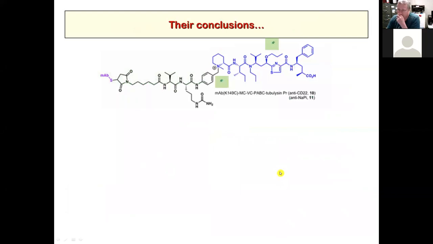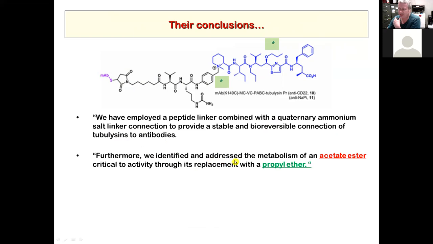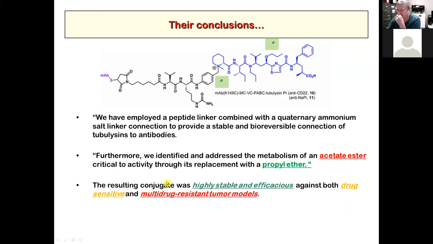Their conclusions. We have employed a peptide linker combined with a quaternary ammonium salt linker connection to provide a stable and bioreversible connection of tubulysins to antibody, meaning they connect it and it's biologically reversible, meaning cleavable, right? Furthermore, we identified and addressed the metabolism of an acetate ester critical to activity through its replacement with a propyl ether. The resulting conjugate was highly stable and efficacious against both drug-sensitive and multi-drug-resistant tumor models.